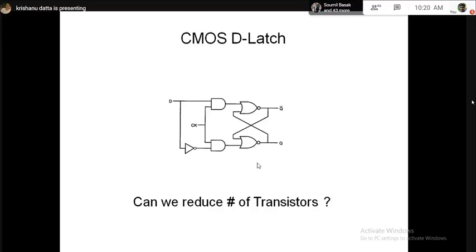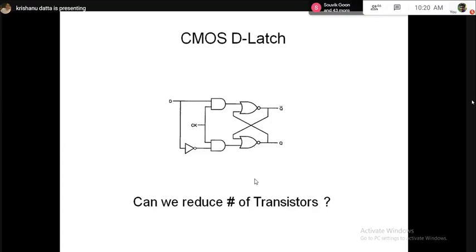Okay. So they took a different approach, and the approach is more towards fast transistor logic or transmission gate logic, which I explained to you in the earlier classes. So let's see how we can reduce the number of transistors using a little bit of different topology.